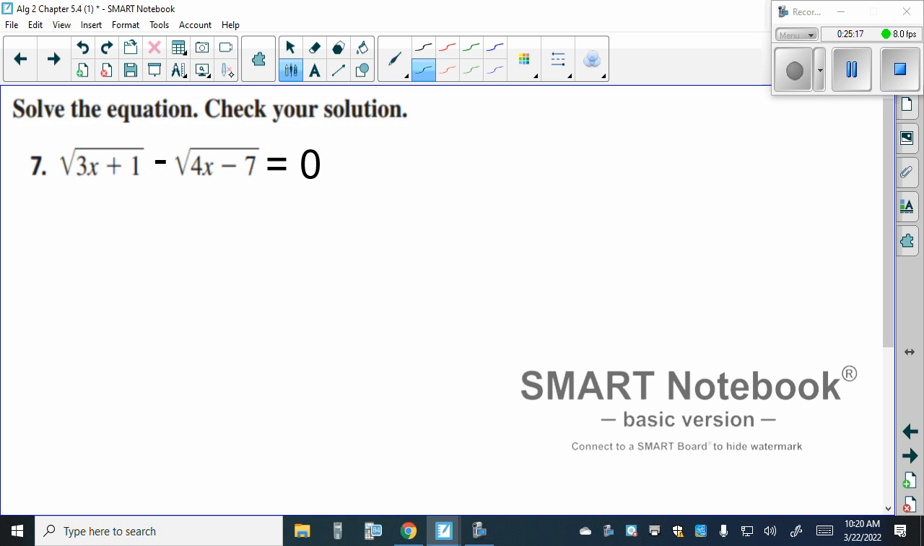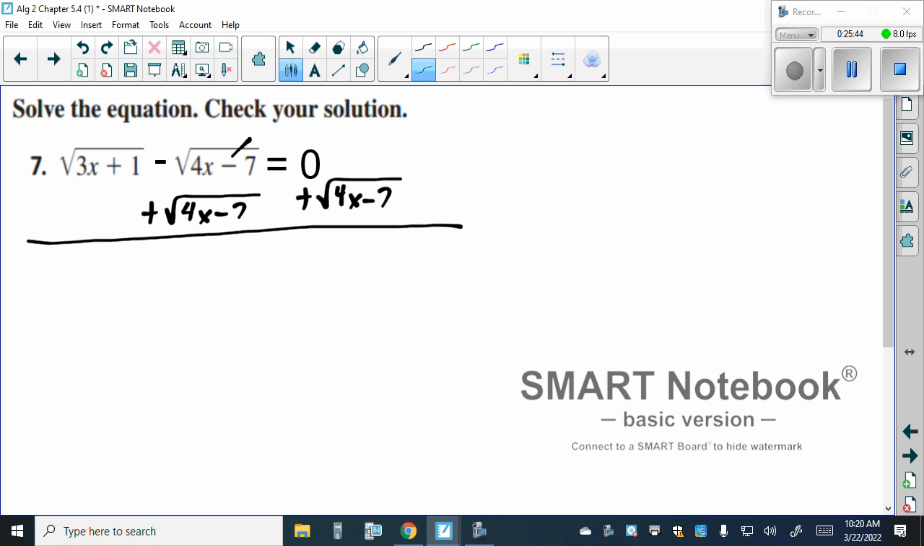So, we can add the square root of 4x minus 7 to both sides. And that's why I put that little subclause there: if there's more than one radical, let's try to even them out. So here we can get one on either side. Now for us, those cancel out, leaving us with the square root of 3x plus 1 is equal to the square root of positive 4x minus 7.